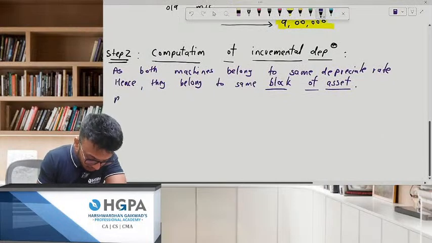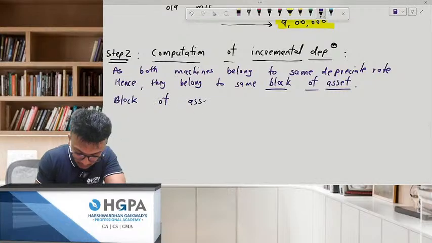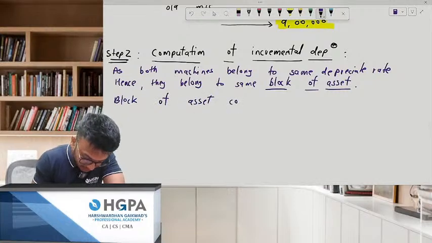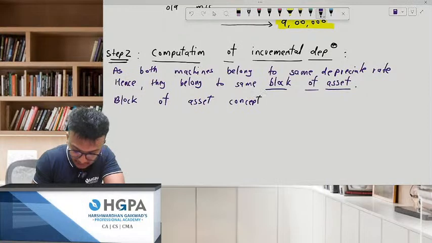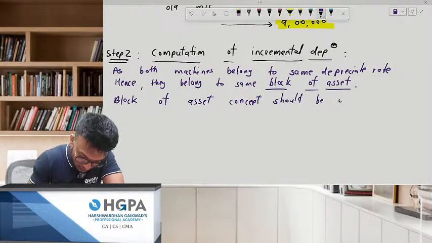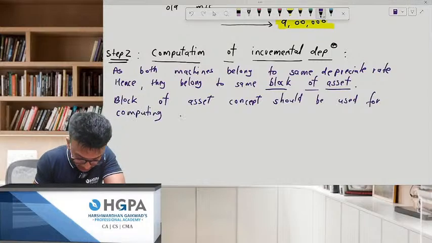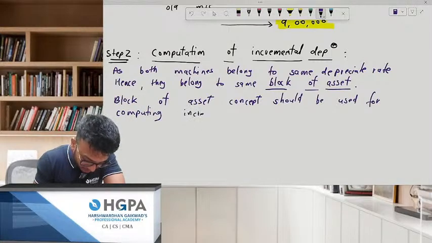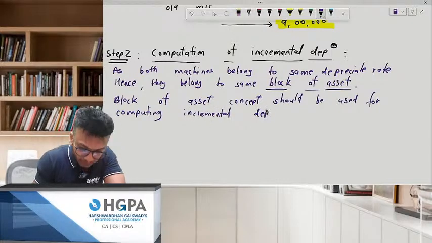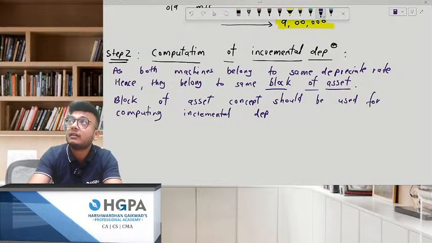Okay, next write down: block of asset concept should be used for computing incremental depreciation. I hope this is getting in your head.